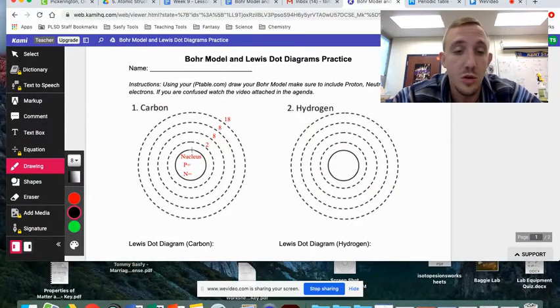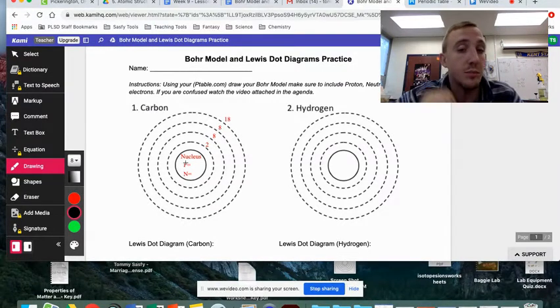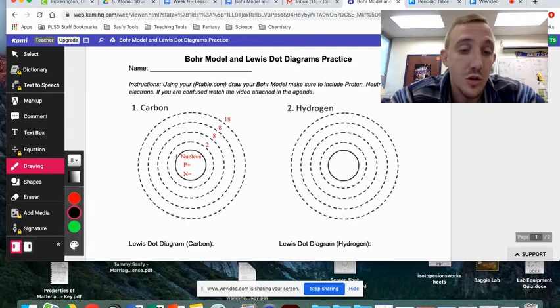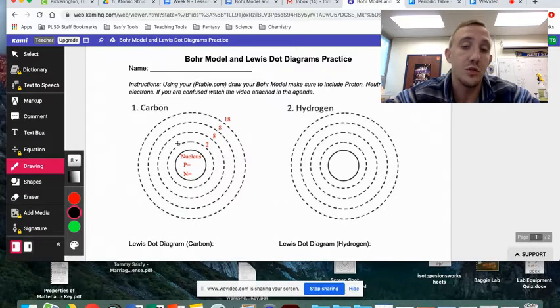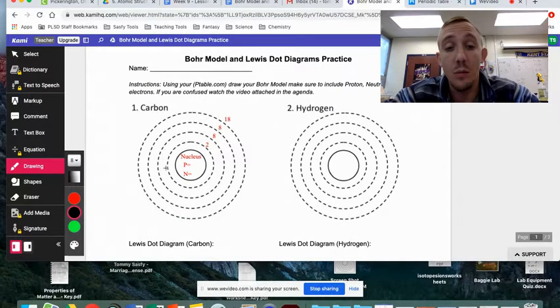Okay, so this middle circle is the nucleus. And what we show in the nucleus is my protons and neutrons, because remember, your protons and neutrons make up the nucleus, and they're in the center of the atom. Okay, so when we're drawing Bohr models, this center circle is going to be the nucleus. Now, all of these circles that you see that have kind of dotted lines, these are where you're going to put your electrons.